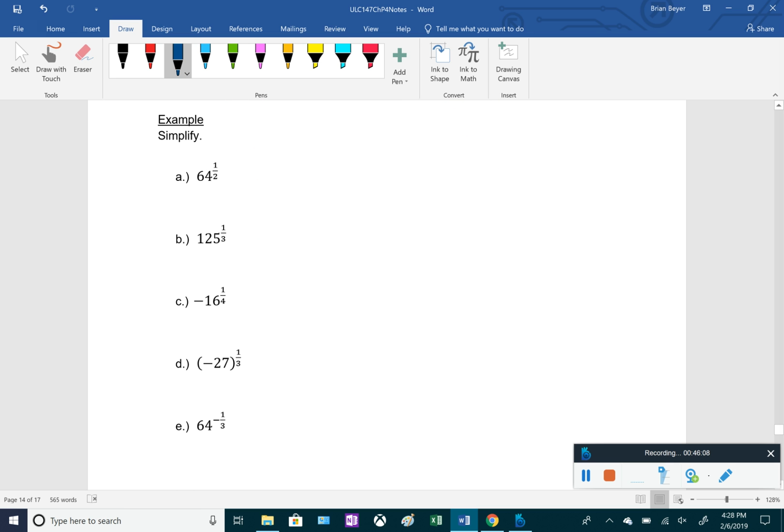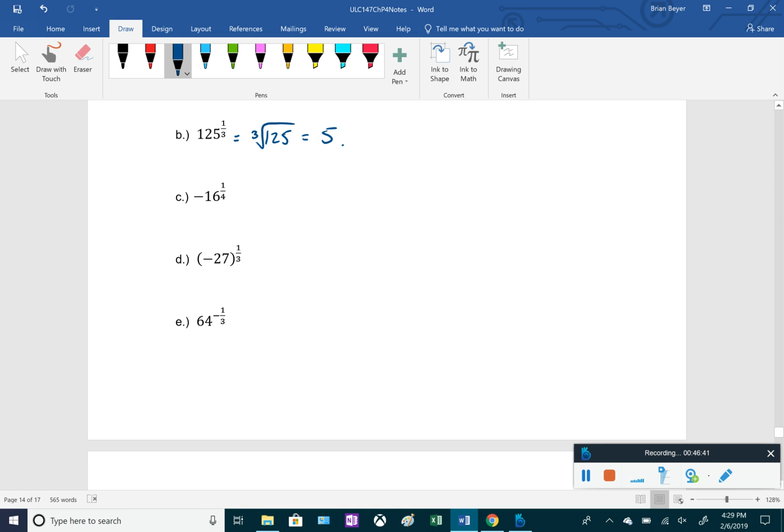Okay, so let's simplify this. If we have 64 to the 1/2, if you don't like thinking about it that way, you could say this is the same thing as radical 64, the square root of 64, which is 8. And for the next one, 125 to the 1/3, that's going to be the cube root of 125, which is 5, because 5 times 5 times 5, 5 cubed, is 125.